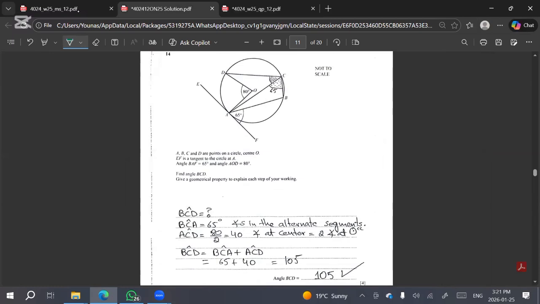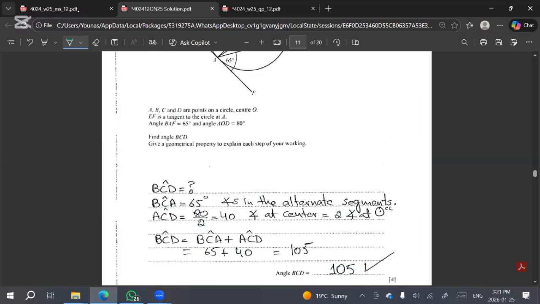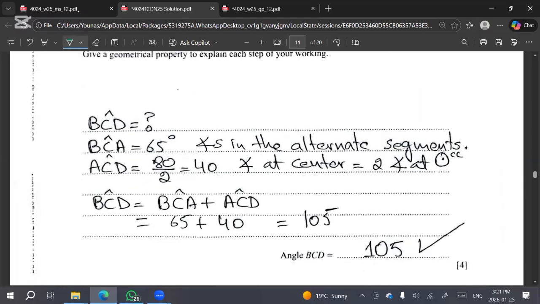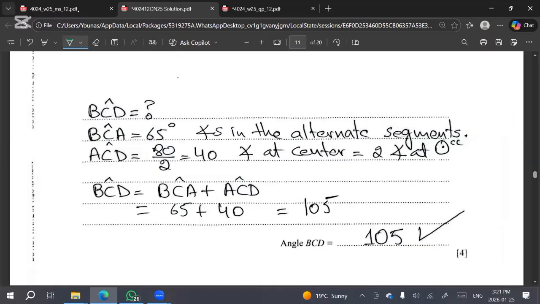Their main question was what is the angle BCD. The angle BCA will be equal to 65, the reason being angles in the alternate segment. Angle ACD will be equal to 80 by 2, that is equal to 40, the reason being the angle at the center is equal to 2 times the angle at the circumference. So according to the diagram, the angle BCD will be equal to the angle BCA plus angle ACD. The BCA angle is 65 and the ACD angle is 40.